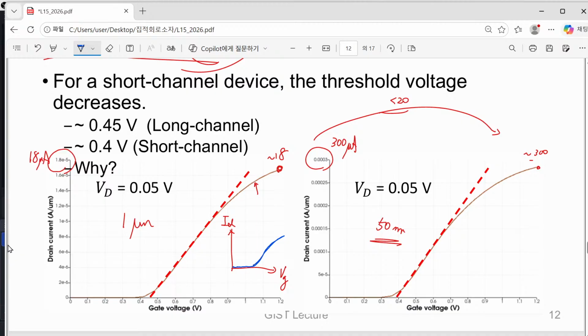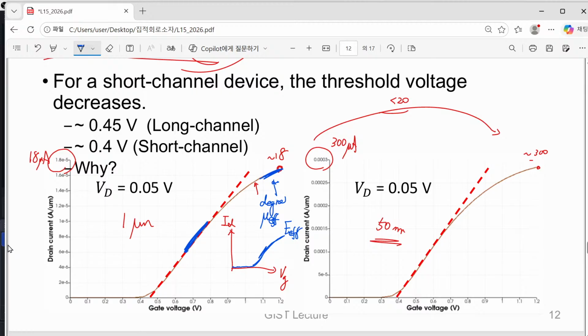Here you start from a straight line and eventually the slope becomes degraded. Where can you find it? Here you can find it. Here your slope is much lower than the slope found here. Why? The main reason is degraded effective mobility. This one is corresponding to high effective field.